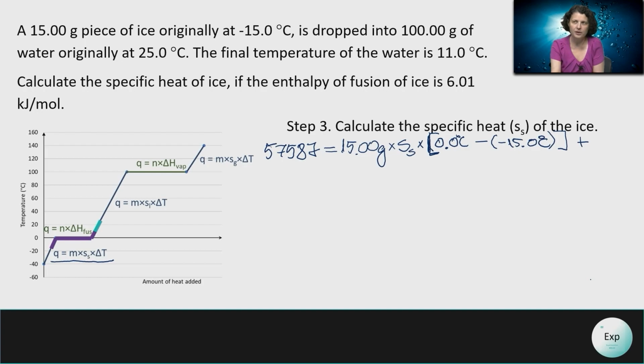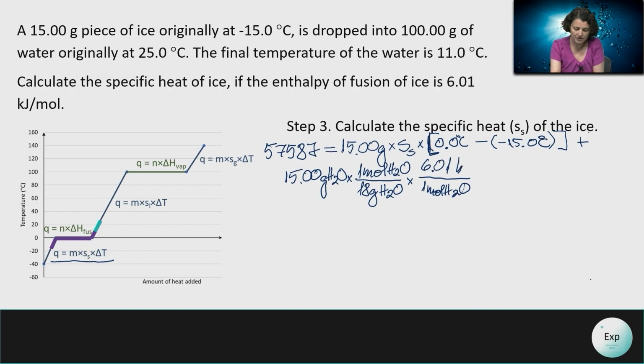In the second part of the equation, we need to address the melting of the ice. We start with the 15 grams of ice or water in the solid state. We convert it to moles. We say 1 mole of water weighs 18 grams. Then we multiply it by the enthalpy of fusion. For each 1 mole of ice melted, one needs to consume 6.01 kilojoules of heat. But because the left side of the equation has the energy in joules, we have to convert from kilojoules to joules. So this is part number 2.